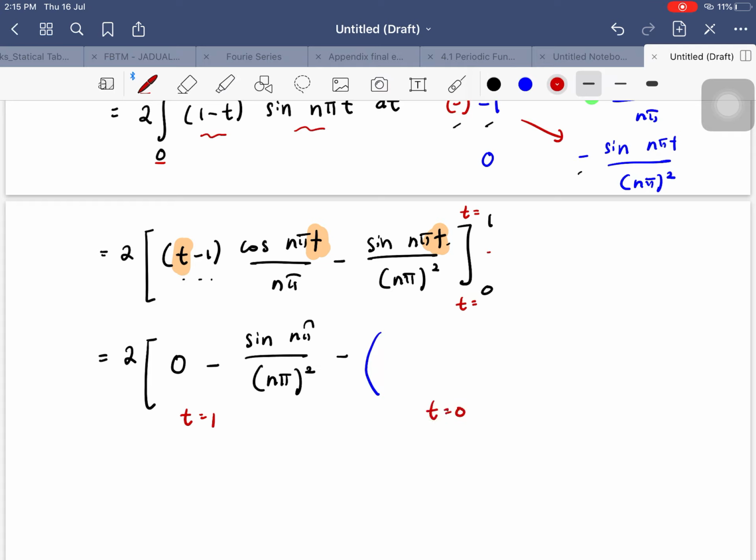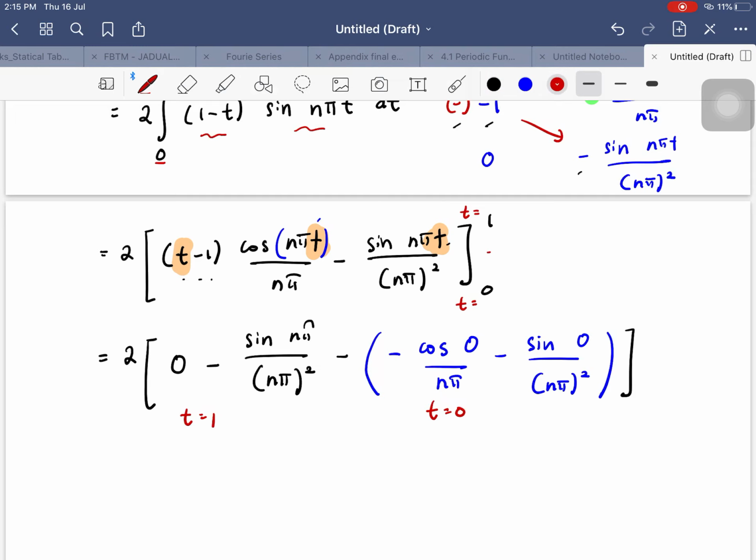So when t is equal to 0, here I'll end up with 0 minus 1. That is going to be negative cos of, when t is equal to 0, I'm going to have cos of 0, and that is going to be over n pi. And on this side, I'm going to have minus sine of 0 over n pi squared. Okay, so that is how the substitution looks for the case of t equal to 0. So now I'm going to simplify this.